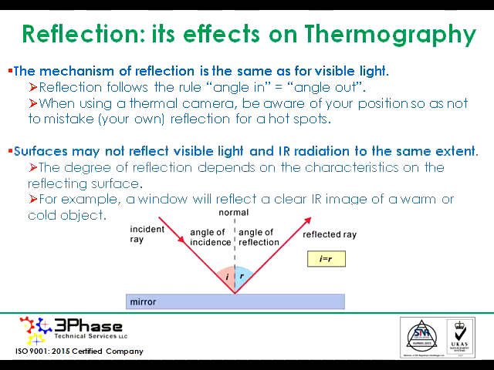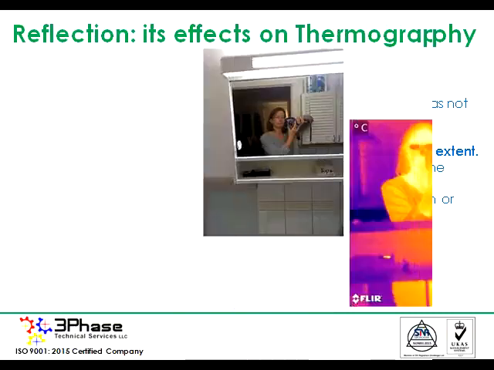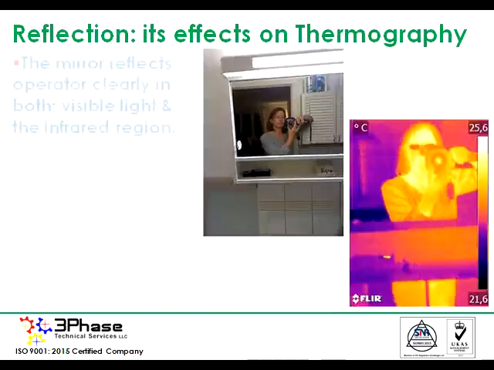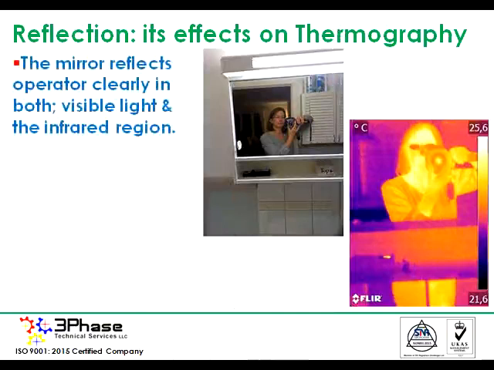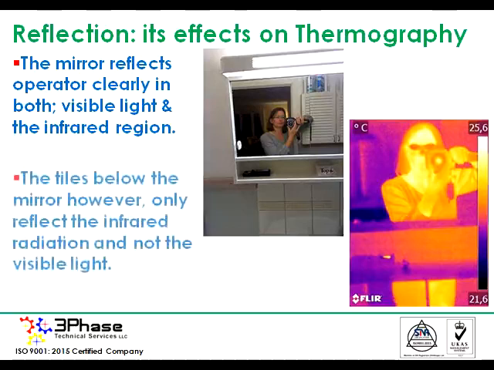Surfaces may not reflect visible light and infrared radiation to the same extent. The degree of reflection depends on the characteristics of the reflecting surface. For example, a window will reflect a clear infrared image of a warm or cold object. The mirror reflects the operator clearly in both visible light and the infrared region. But the tiles below the mirror only reflect the infrared radiation and not the visible light.